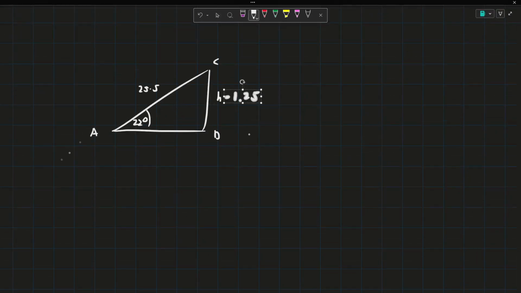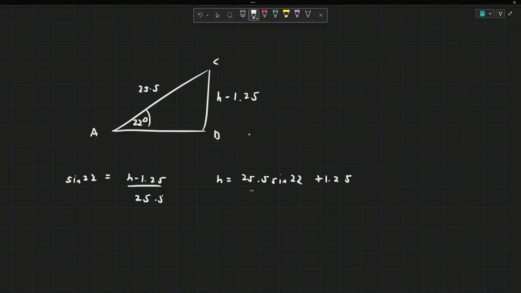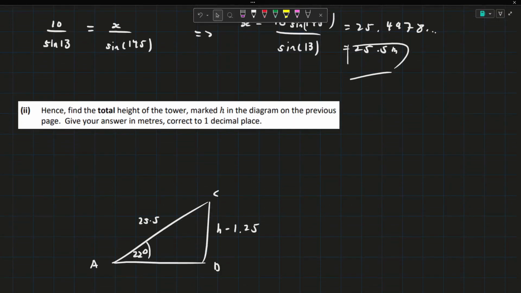So we know the opposite, the hypotenuse, so we can say that sine of 22 will be equal to H minus 1.25 over 25.5. Then you can just solve for H and get that H will be equal to 25.5 sine 22, and then add on to that 1.25, and you get your answer for H to be about 10.8 meters when you do it to one decimal place, which is indeed what they asked for.